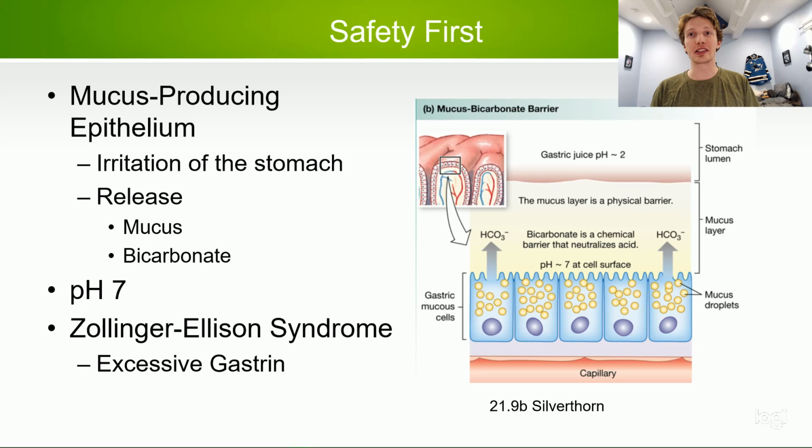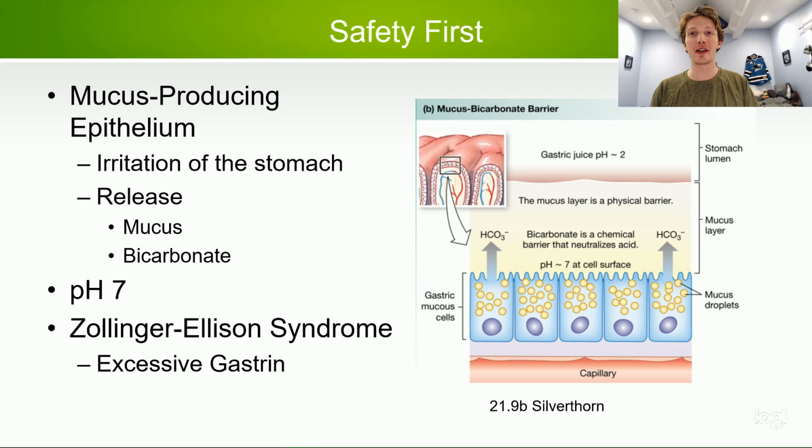Another thing I'd like to discuss, the mucus-producing epithelium. It protects the rest of the stomach, and body from the harsh acidic environment created by gastric digestion. The epithelium is stimulated by the enteric plexus when the stomach becomes irritated, and it releases both mucus to create a protective lining as well as bicarbonate to help neutralize some of the acid being produced.